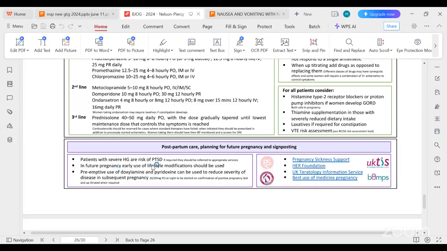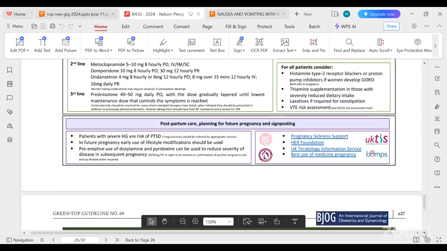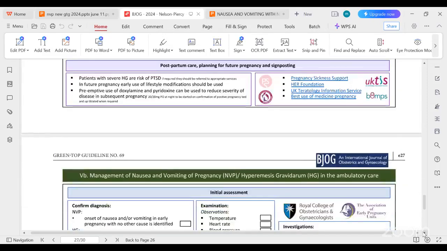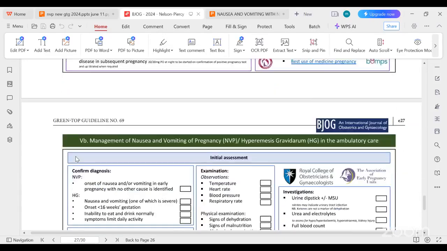Okay. In a future pregnancy, early use of lifestyle modification should be encouraged. Preemptive use of doxylamine and pyridoxine can be used to reduce the severity of disease in a subsequent pregnancy. So if the patient is not responding to the 10 by 10 dose, you can increase up to the 20 by 20 dose. Now, the management of nausea and vomiting and hyperemesis in ambulatory care.